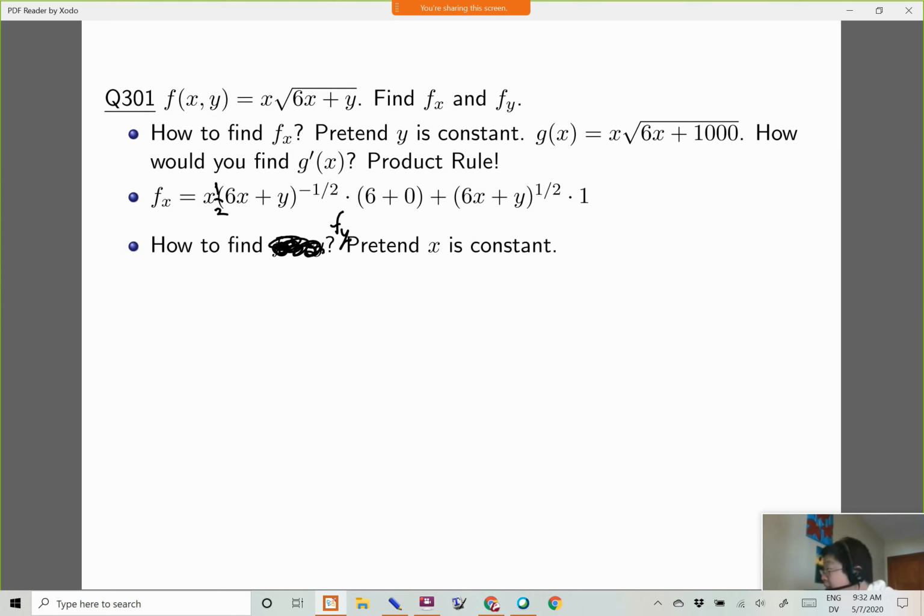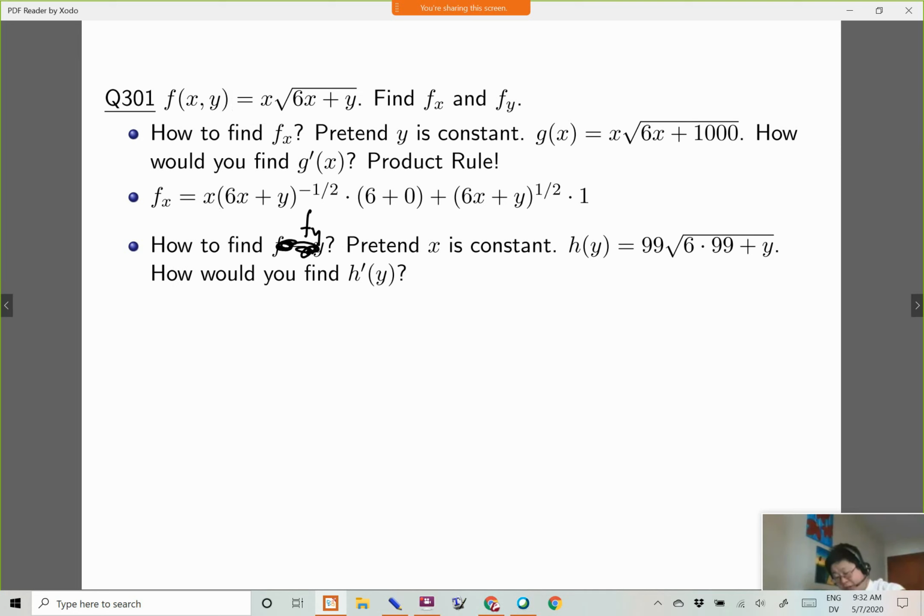Well, pretend that x is a constant. What I mean is, let's just go back up here and pick a constant. Like I picked x, I just picked 99. Again, this is not work to actually show. This is just scratch work that shouldn't be presented. But I plugged in 99 for x. I just picked a number.